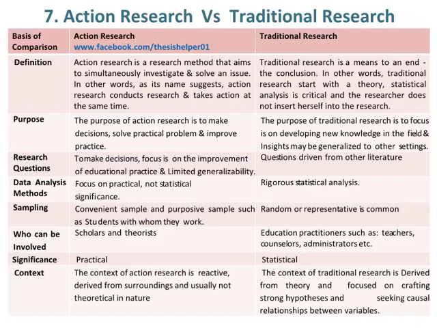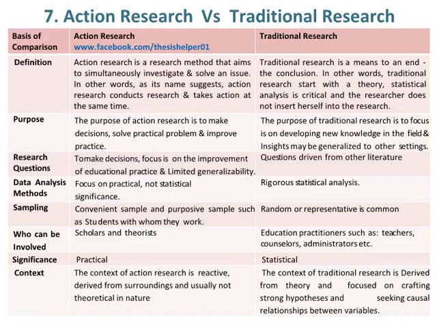In other words, traditional research starts with a theory. Statistical analysis is critical and the researcher does not insert herself into the research. The purpose of action research is to make decisions, solve practical problems and improve practice. Whereas the purpose of traditional research is to focus on developing new knowledge in the field and insights may be generalized to other settings. Research question.